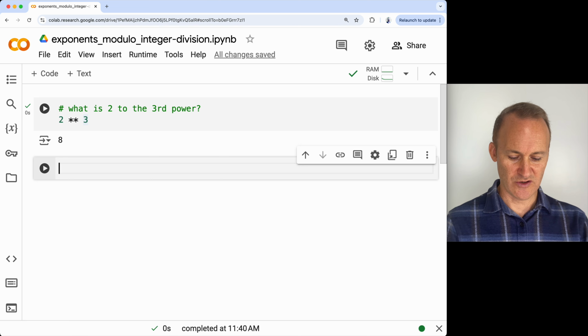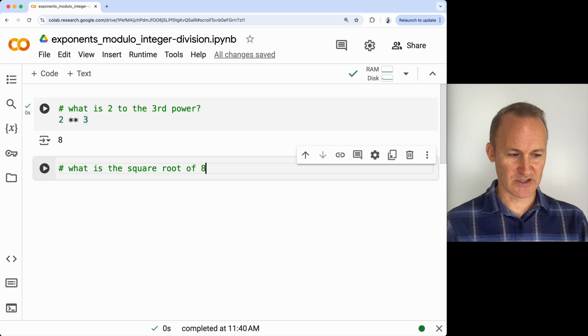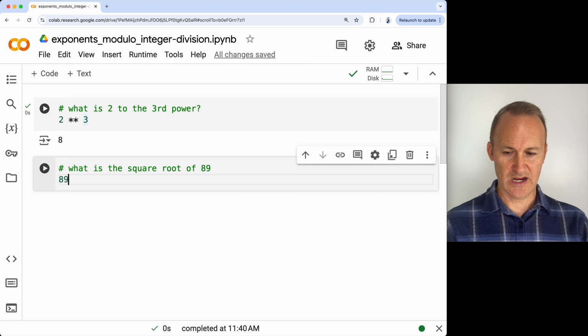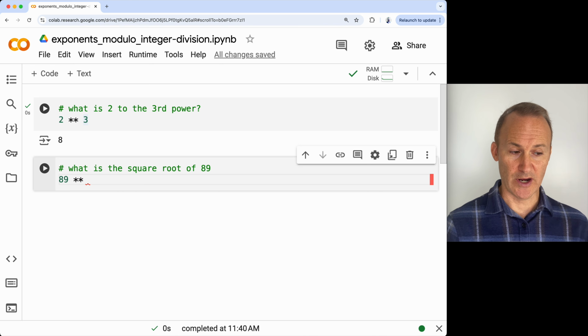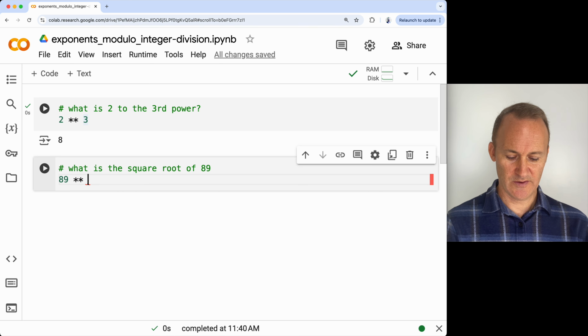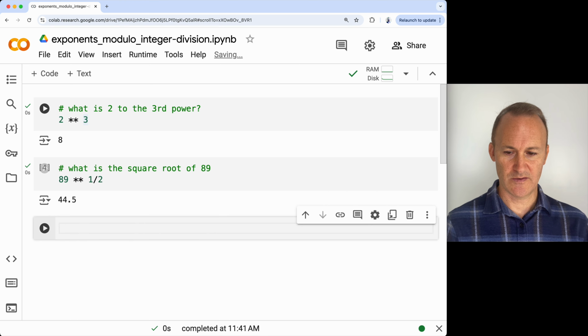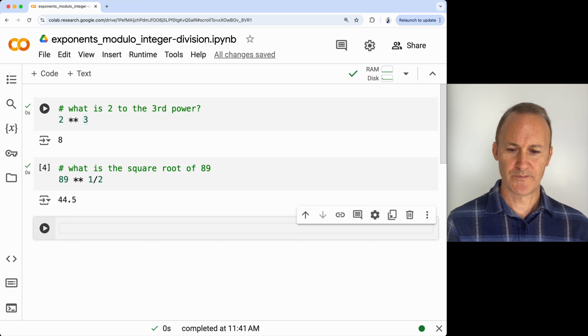Additionally, you can use the exponential operator for square roots. So I'm going to say, what is the square root of, just pick some number like 89. Well, you could try 89, and now you want the exponential operator because it's to the 1/2 power. If you try to the 1/2 power and press Shift-Enter, let's see what you get. You actually get 44.5, which is not the square root. The square root is going to be between 9 squared is 81, and 10 squared is 100.